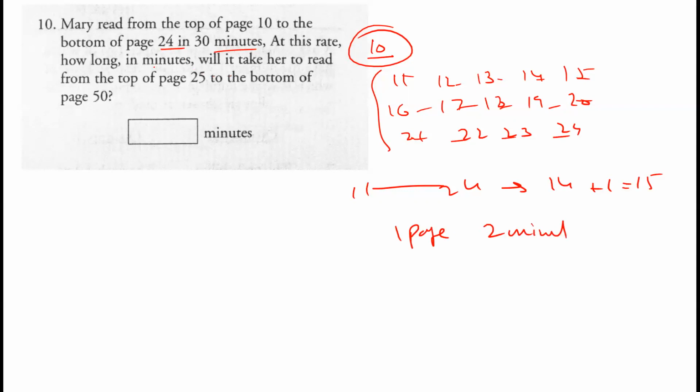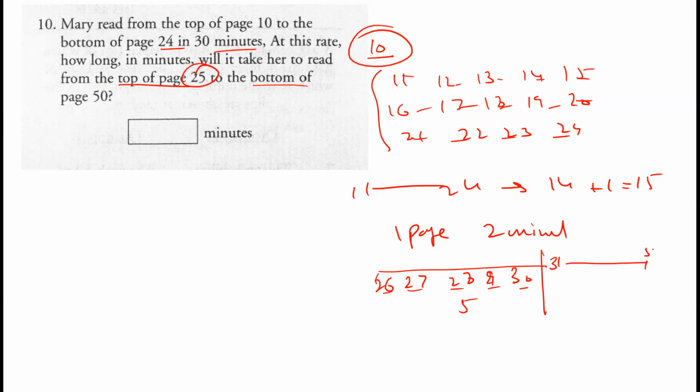Now, how long will it take in minutes if she reads from the top of page 25 to the bottom of page 50? Now 26, 27, 28, 29, 30. So 1, 2, 3, 4, 5. So from 26 to 30, we have 5 pages. And from 31 to 50, we'll be having 20 pages.